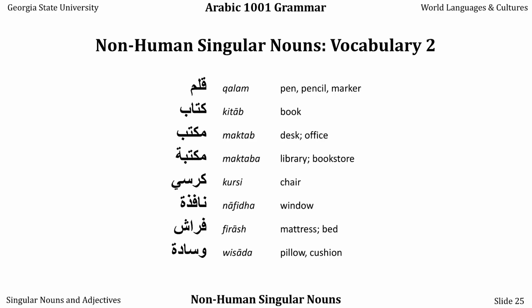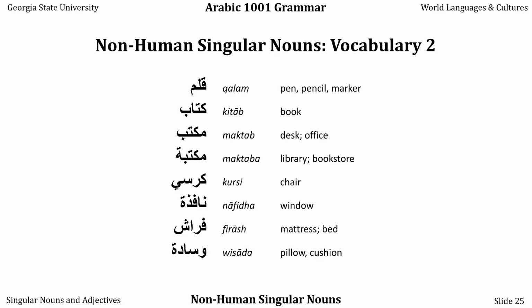A kursi is a chair. It doesn't end with ta marbuta, so we know that it's mudhakkar or masculine. A nafidha is a window. We know that it does end with ta marbuta, so it's mu'annath or feminine. And then here's 2 new words. A firash is a mattress. We often use it to mean a bed. It doesn't end with ta marbuta, so we know that it's mudhakkar or masculine. A wisada is a pillow or a cushion, and it does end with ta marbuta, so we know it's mu'annath or feminine.